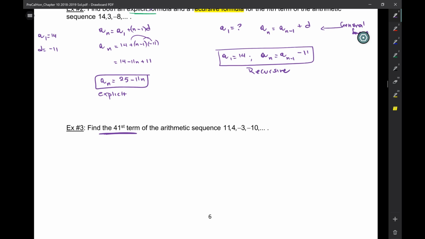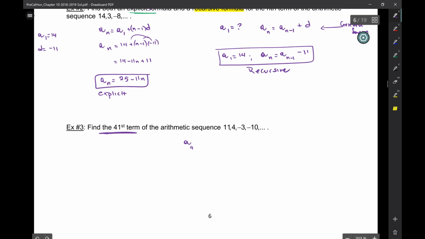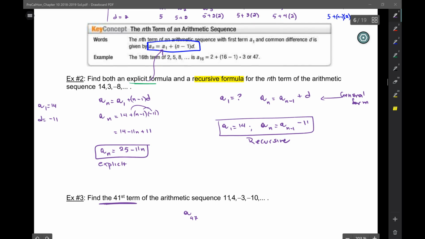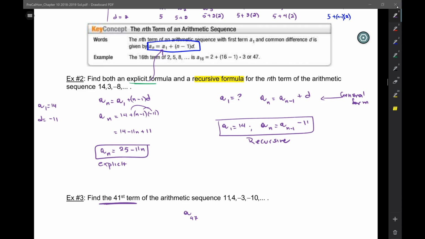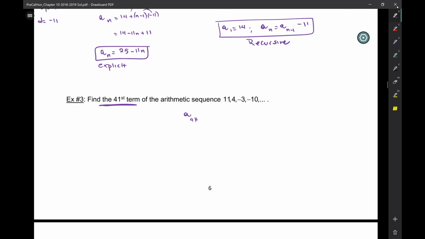All right. Here, we need to find the 41st term. So I'm going to let you guys do this on your own. Basically, what you need is a sub 47. So what you're going to do is use the formula here in the blue up there, and then find a sub 47. So figure out what you need. You need an N, you need an A1. So go ahead and do it. 41, not 47. Oh, I'm so sorry. Well, we'll do both. So how much is D?